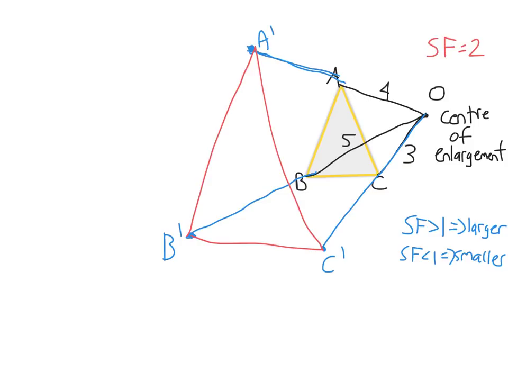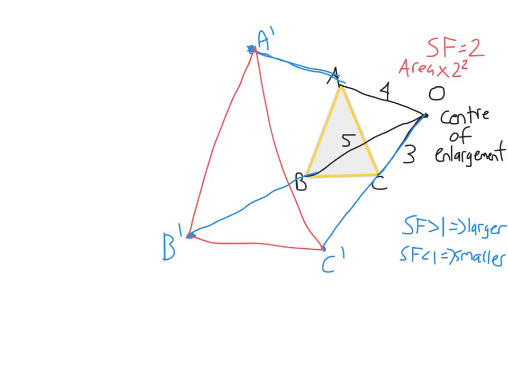So what would the area be? Would the area also double? Well, no, it won't. The area will actually be multiplied by the scale factor squared. So the area will have increased by 4 times. So the side lengths will double, but the area will quadruple. And that would work for any scale factor. If the scale factor was 3, the side lengths would triple, but the area would be multiplied by 9.